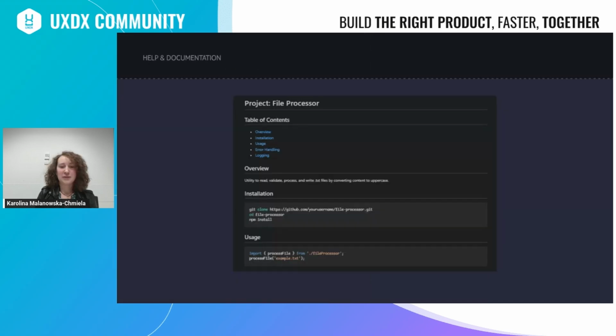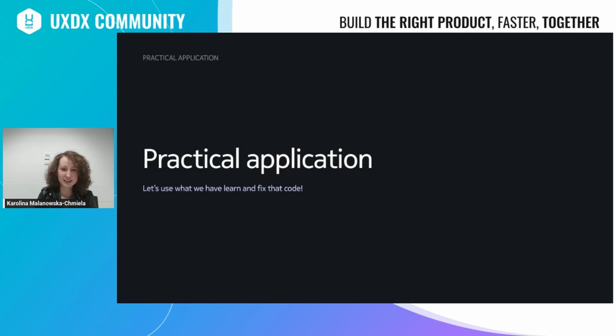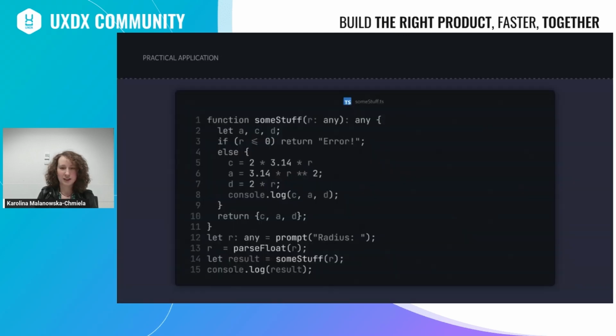And onto the example, this is a really simple example of a README file for our file processor, which explains how to install it and how to use it. And onto the best part, we have this practical application. So if you remember, this was the code from the beginning, this some stuff, and we can quickly fix it by applying similarity law.